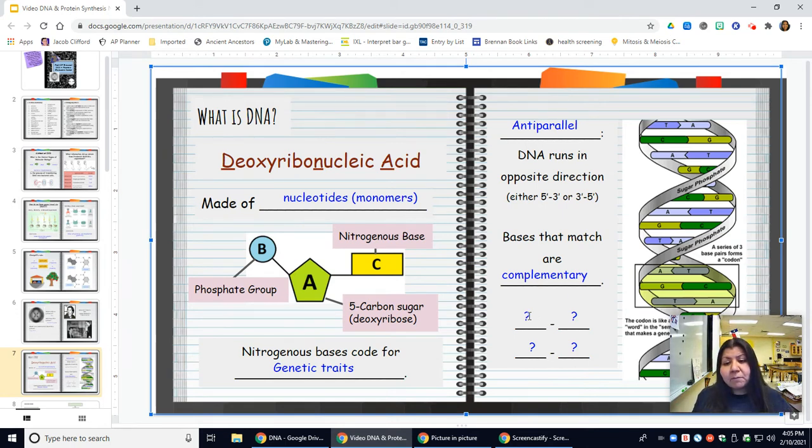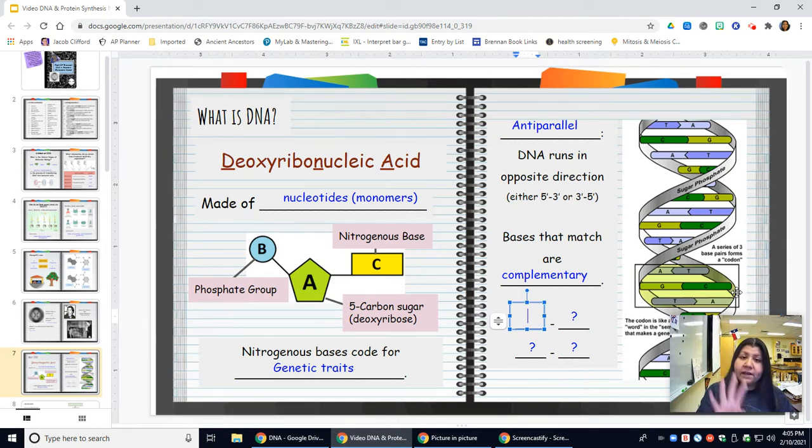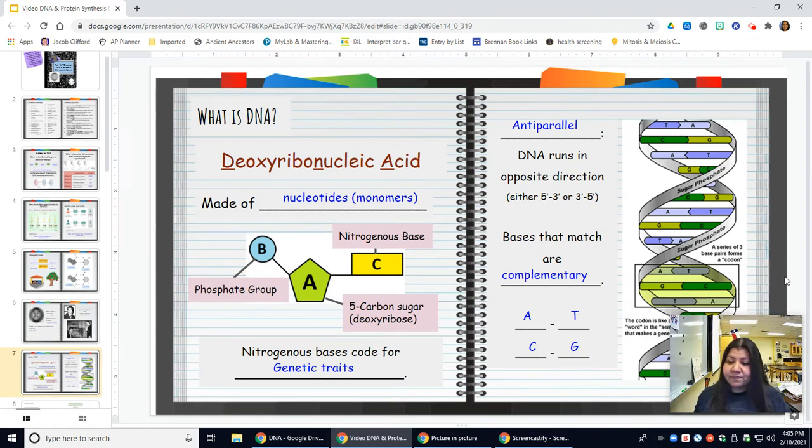Hopefully you remember from our history of DNA, we have 4 bases for DNA. We have adenine, which we use the letter A, and adenine pairs up with thymine. We also have cytosine, which pairs up with guanine. So apples in the tree, cars in the garage. That's what we use in order to make sure that our bases are matching.